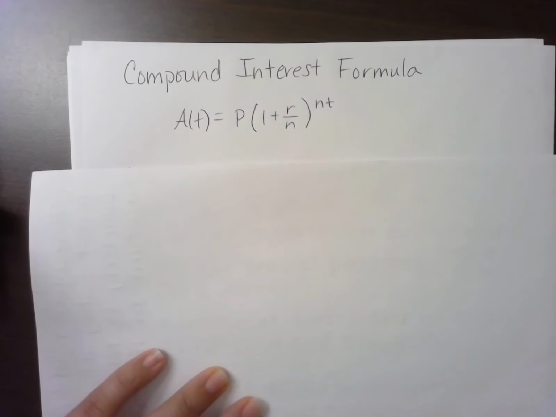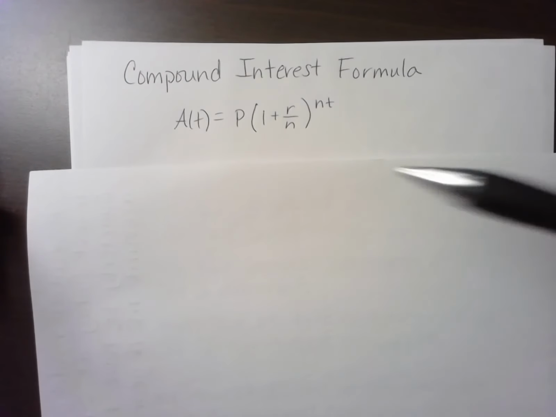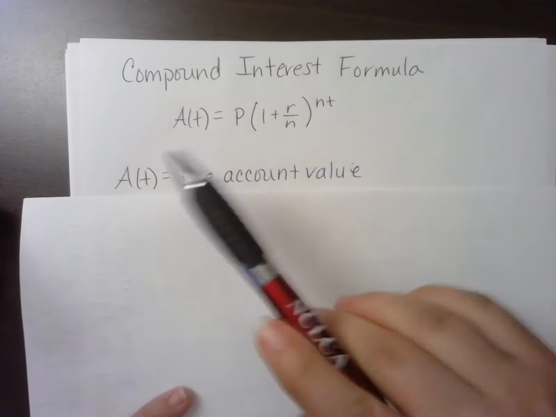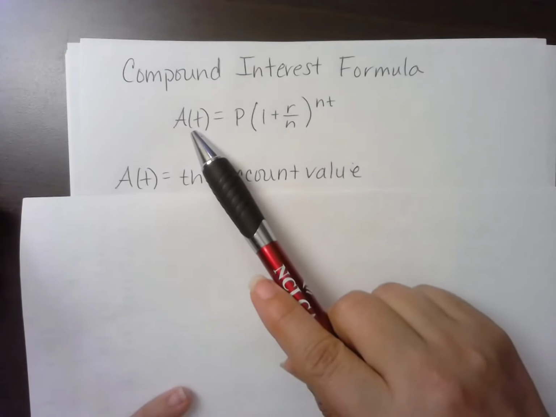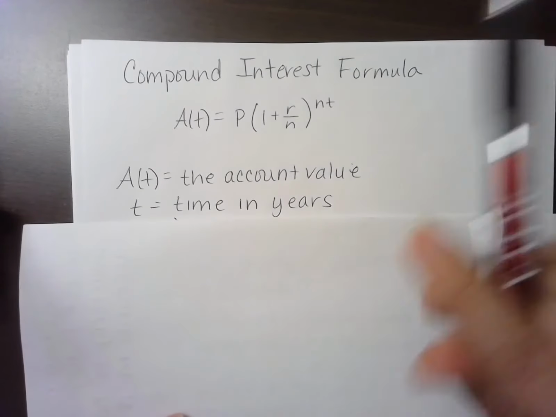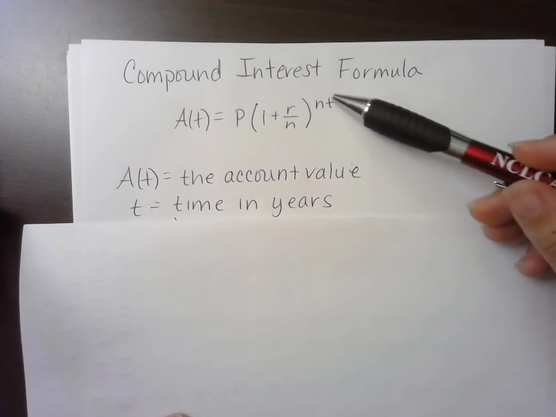Alright, so we are going to continue our talk about exponential type formulas and functions. One of the most commonly used ones is what we call the compound interest formula. This will actually predict, so let me talk about what all of these things mean. A of t is basically the account value after everything is done. T up here is the time in years that we're going to invest in something.